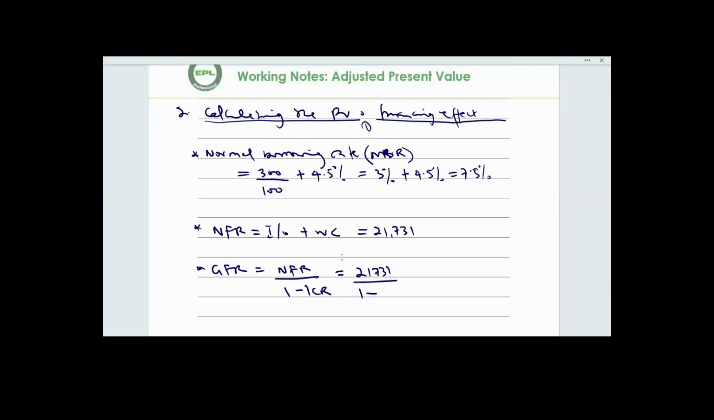According to the question, what do we have? So we are told that issue costs are 4% of the gross finance required, okay? So which is 0.04. So what do you have here?